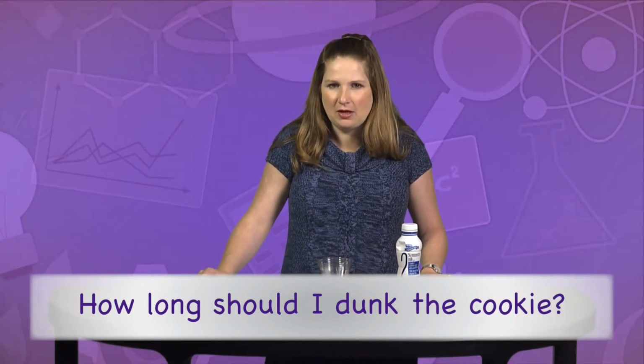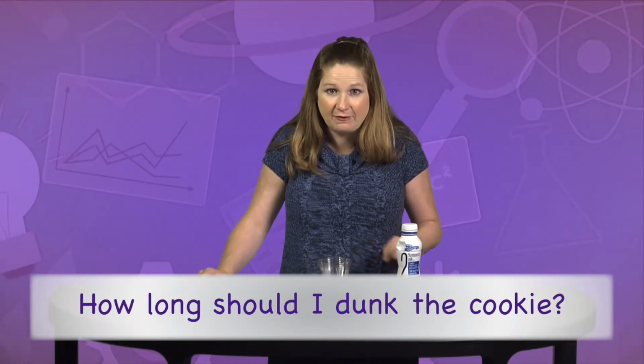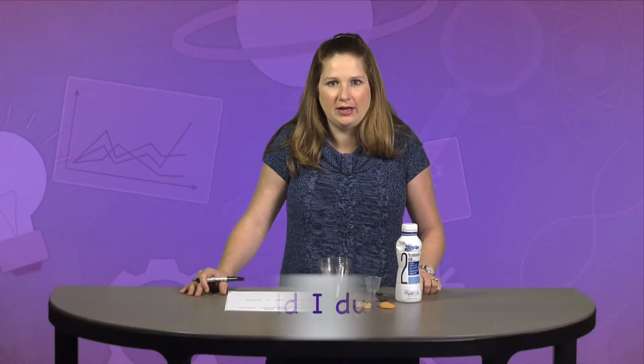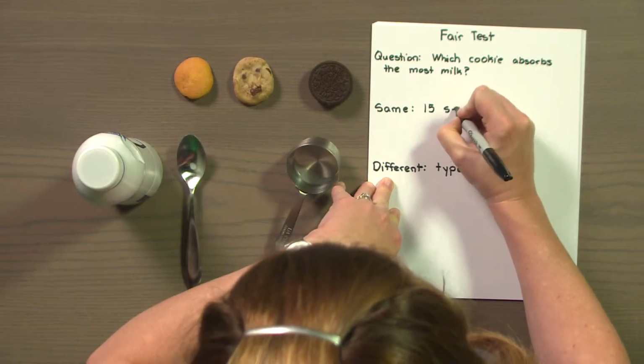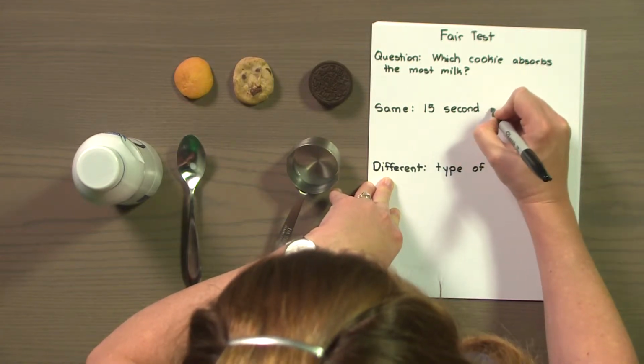So I'm going to think about all the things that need to stay the same. Turn to the person sitting next to you and whisper something you think needs to be kept the same to make the test fair. Let's look at some of those questions. So, how long should I dunk the cookie in the milk? It wouldn't be fair if I dunked the Nilla for 5 seconds, but the Oreo for 30. So let's pick a time that's going to be the same. I'm going to dunk the cookies for 15 seconds. 15-second dunk.